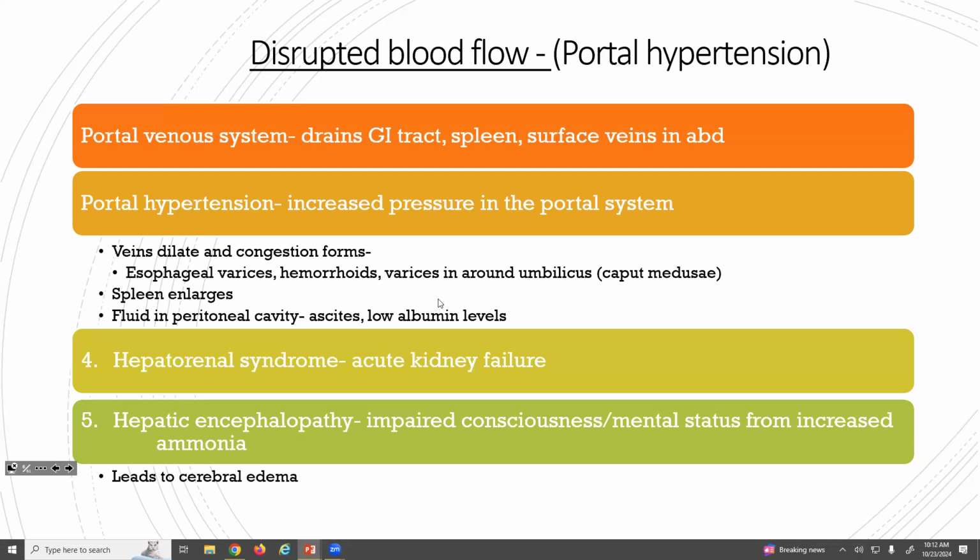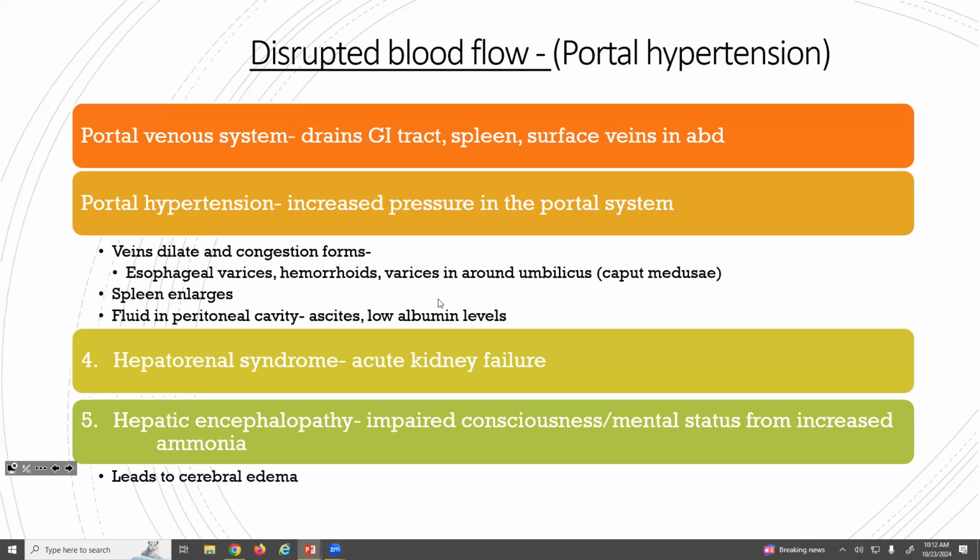Okay, fluid in the peritoneal cavity, so ascites. Okay, you might see low albumin levels. Then you may move into this hepatorenal syndrome, which is acute kidney failure as a result. And then moving into hepatic encephalopathy, which we're actually going to spend a lot of time on.